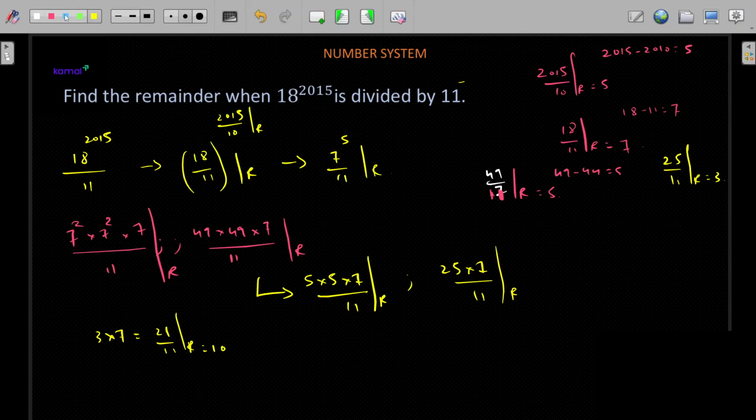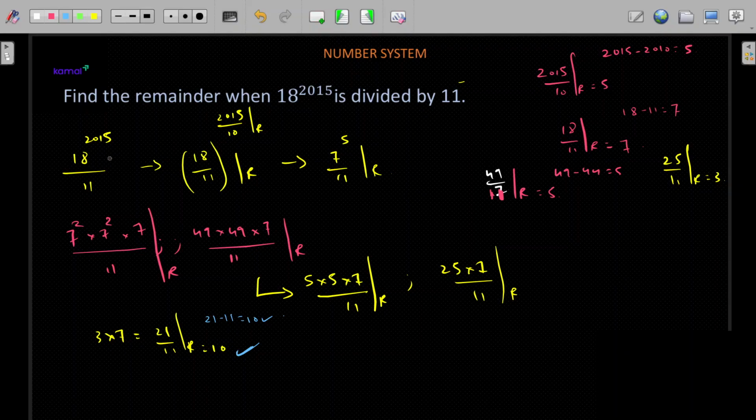21 minus 11, which is equal to 10. That's my final answer. So we have to perform this until I get a remainder which is less than 11. It doesn't matter, there is no need to do it only once. We have to do this multiple times until I get my remainder which is less than 11. I hope you understand this question. Let us move to next question.